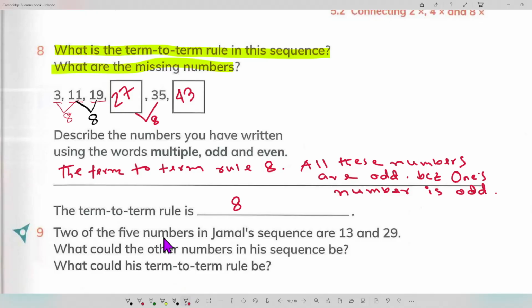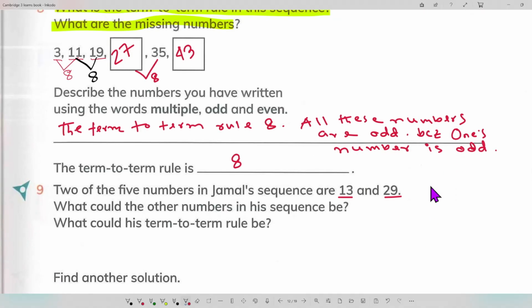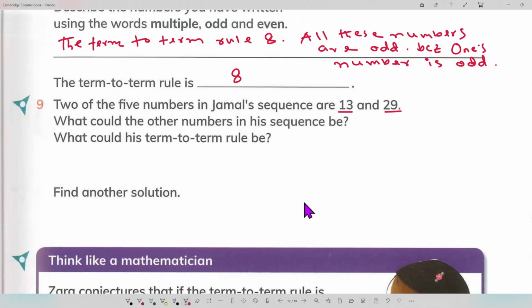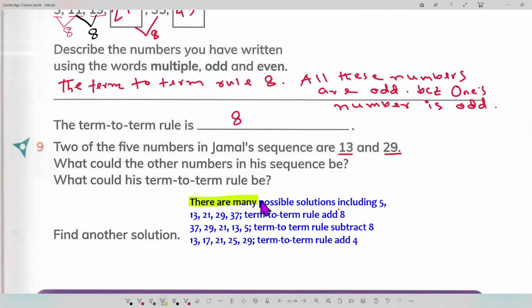2 of the 5 numbers in Jamal's sequence are 13, 29. What could be the other numbers in this sequence be? What could this term to term rule be? Find another solution. There are many possible solutions including 5.